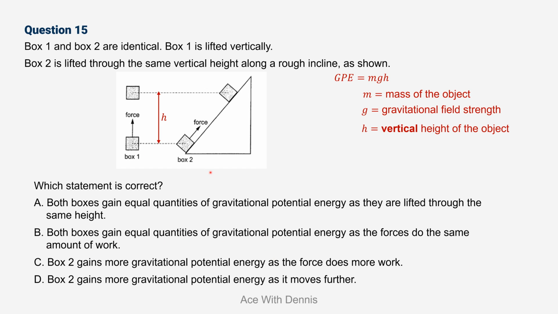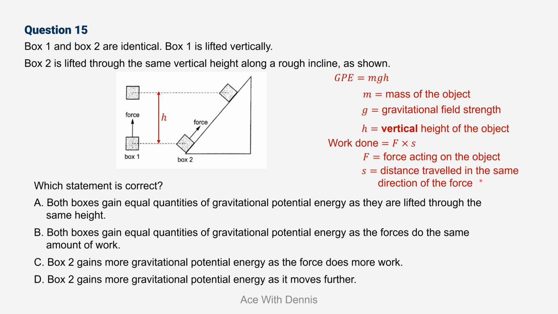Now we answer the second question. How about the work done? Are they the same, or does one of the boxes do more work? We need to go to the formula for work done, which is F times S, where F is the force acting on the object and S is the distance traveled in the direction of the force. So this S, based on this diagram, will be the S done by the force here. And for box 1, this h is also the distance S for the work done. As you can see from here, they have the same force, but the S is different. This S is longer than the height. In other words, box 2 does more work than box 1.